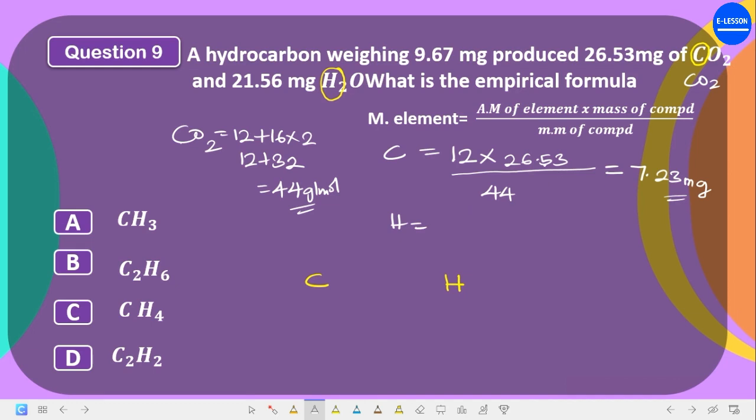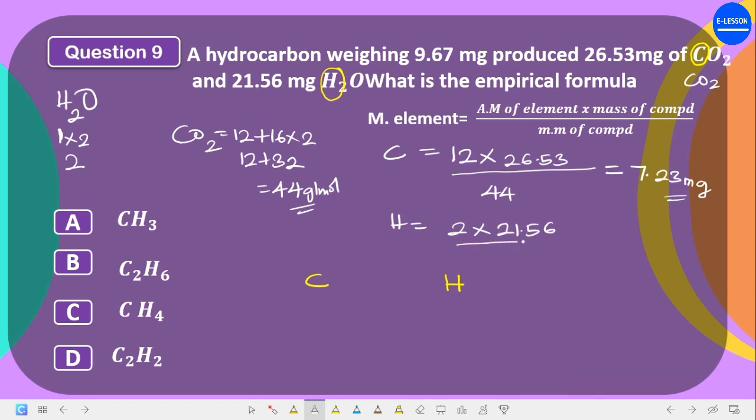Now what is the mass of hydrogen in H2O? If you look at it, H2O contains 2 hydrogen, so the atomic mass of hydrogen is 1 times 2, which will give us 2. Atomic mass of hydrogen is 2 times the mass of the compound. What was the mass of H2O that was given?